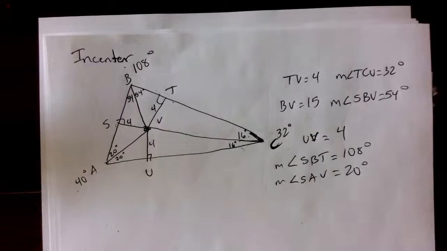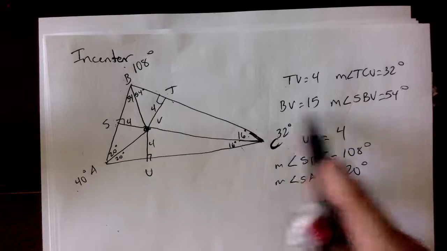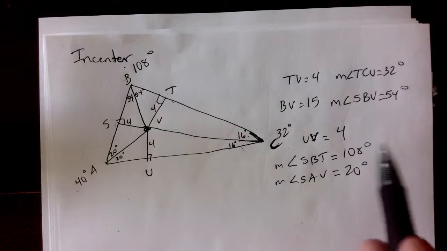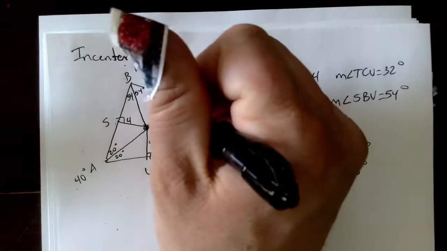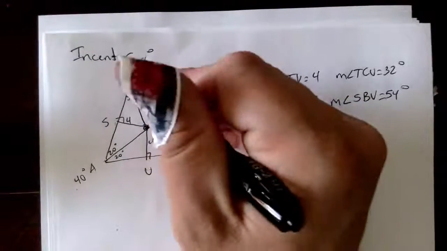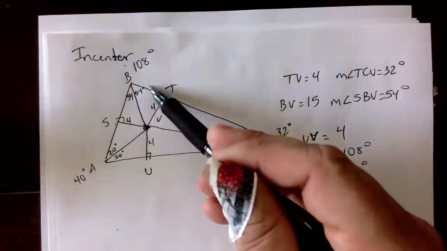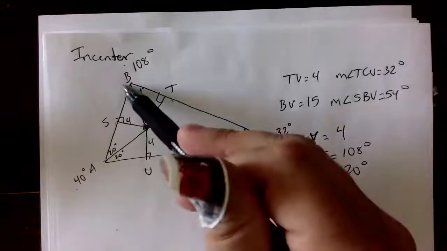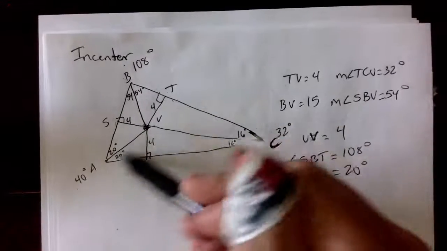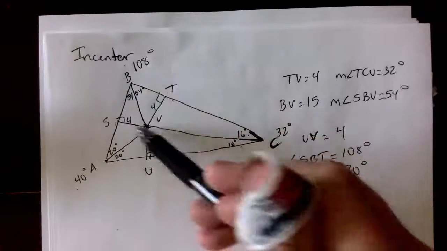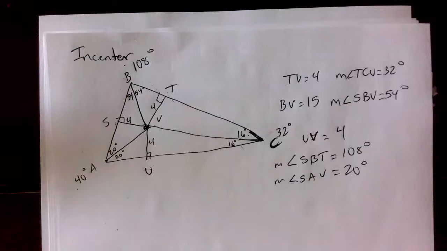Other than that, the information they tell us, BV, is irrelevant information, unless they asked for that, and you could use the Pythagorean theorem. So unless they ask for this, because these are not equal with incenter. Circumcenter, these are equal. But incenter, no. So that's the amount of information right there.